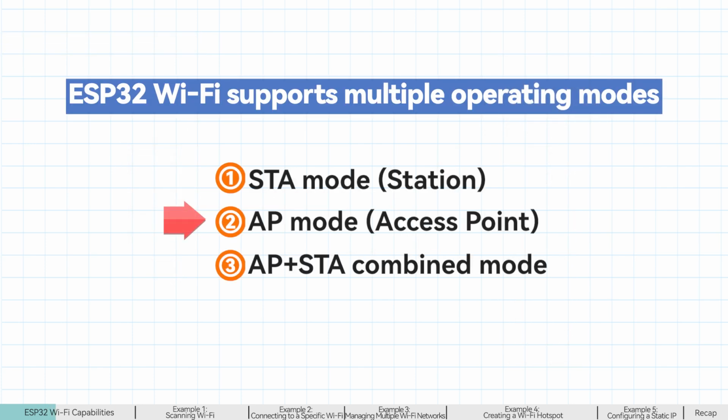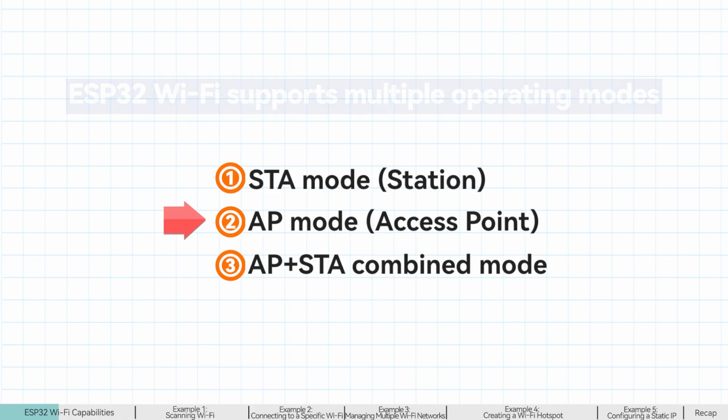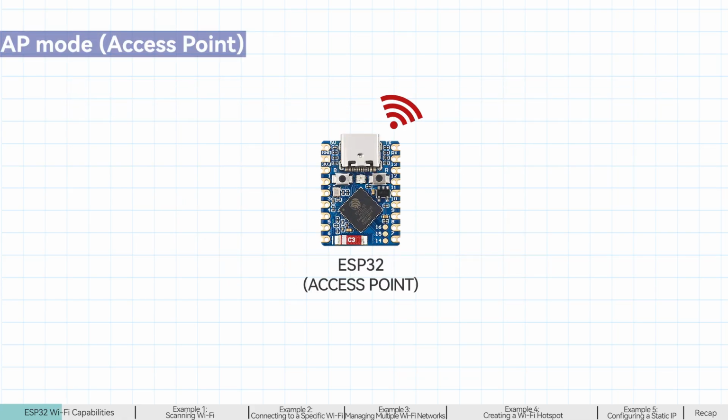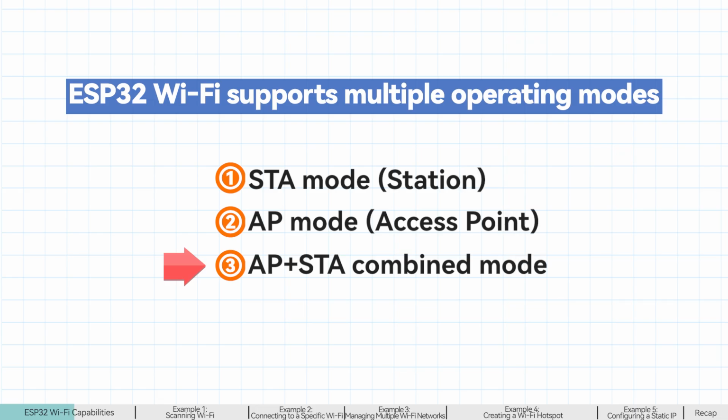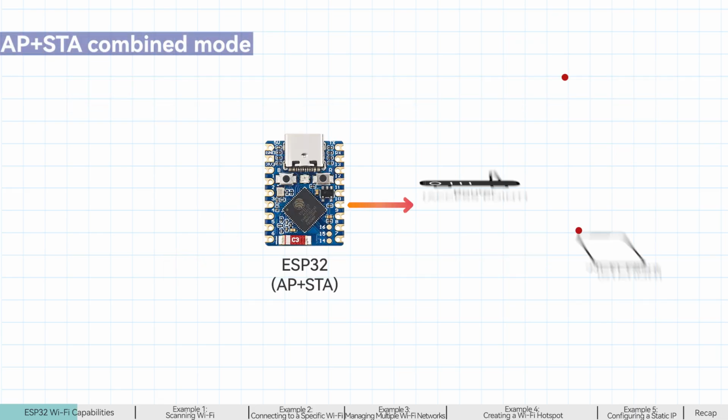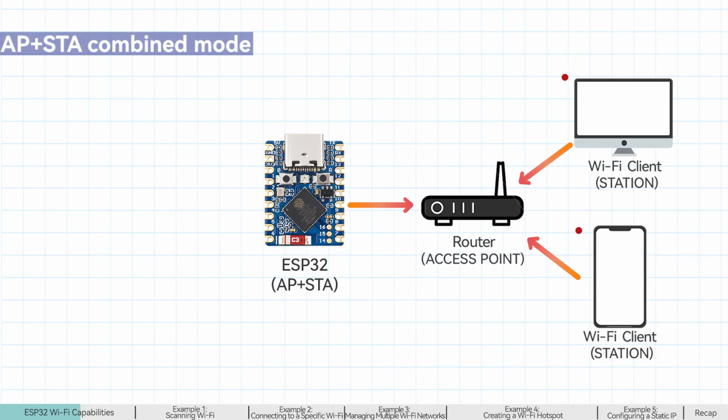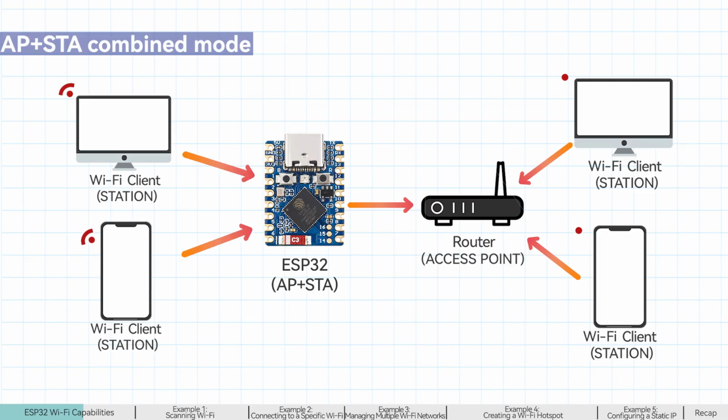AP mode, i.e. access point mode. In this mode, the ESP32 creates its own Wi-Fi network, acting as a mini router. Other devices can connect to it, forming a local wireless network. AP+STA combined mode. In this mode, the ESP32 can simultaneously connect to an external Wi-Fi network as a client and act as an access point for other devices.